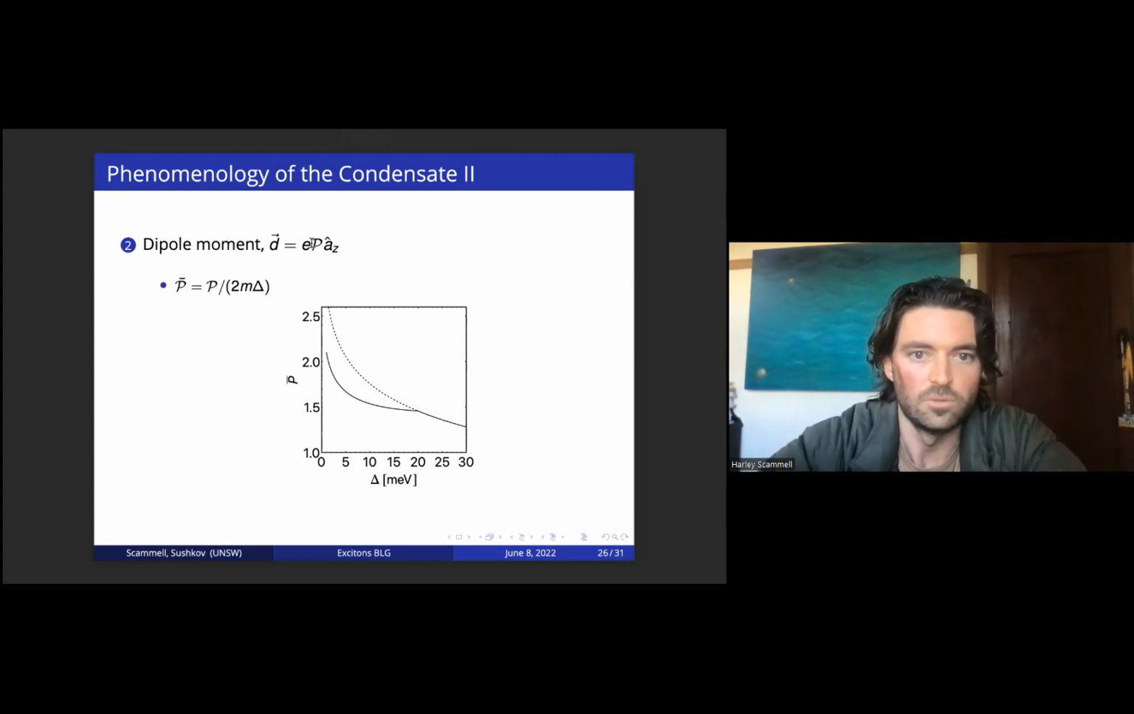This is the full dipole moment. This is some probability weight factor. And what I plot is reduced in reduced units by this 2m delta for convenience. And you see some transition. So this would be the excitonic condensate with a lower polarization than the band insulator. And then once you get to the critical point, of course, they merge.